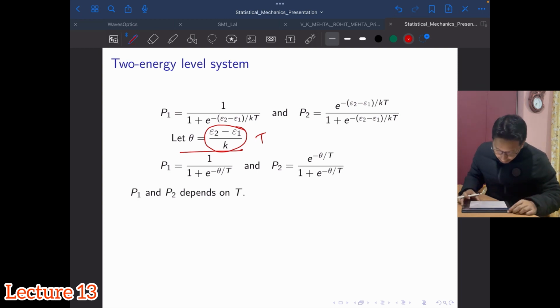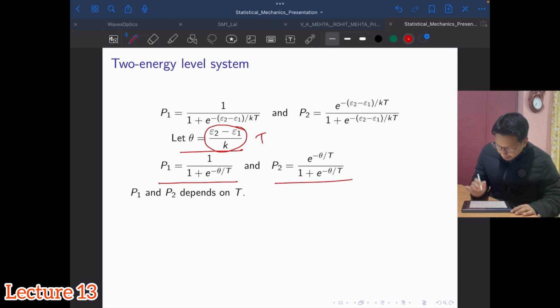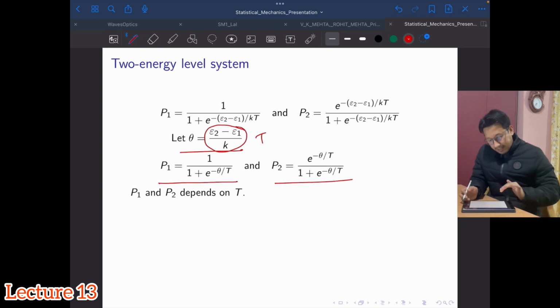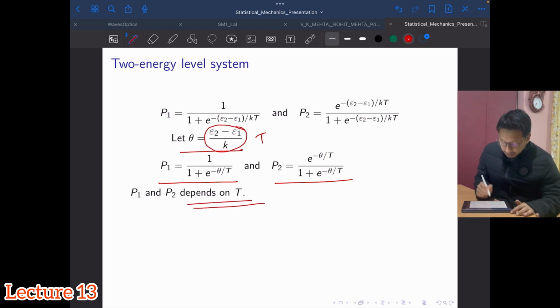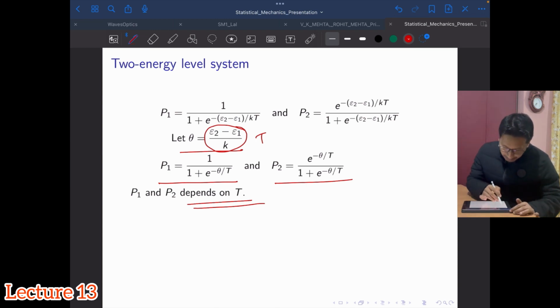So theta is a new variable we have defined, and it has the dimension of temperature. We have seen P1; all we have done is substitute for theta. So P1 has become like this, P2 has become like this. What we have realized is that P1 and P2 depend on temperature. Now let's try to analyze a bit.